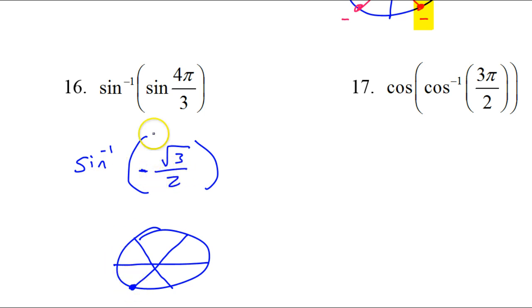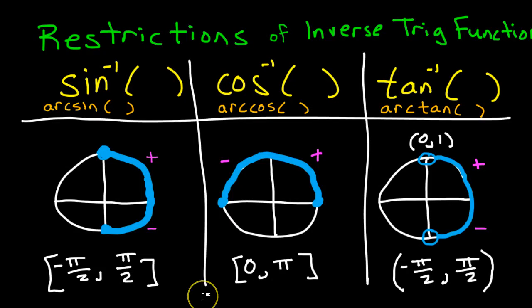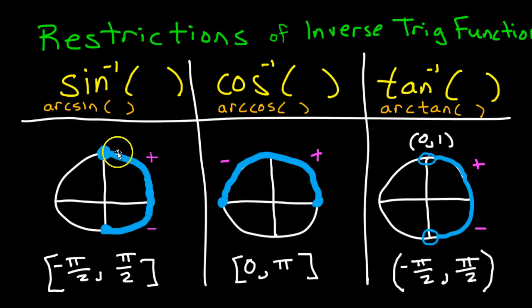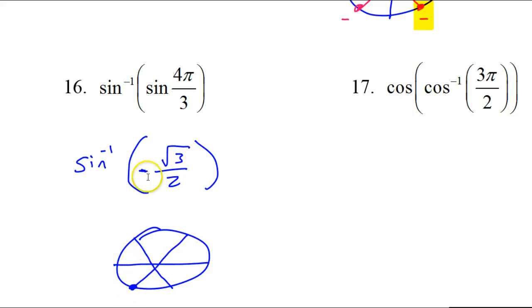Now it would be tempting to say 4 pi over 3 because we already have that angle marked, and we already know that that's going to give you negative radical 3 over 2 for the answer. But the only problem with that is this point out here, ladies and gentlemen, is not within the range restriction for the inverse sine function. Okay, it is outside. It has to be on the right hand side of the circle, and this is on the left side of the circle. So we cannot say 4 pi over 3. Instead, we got to find something else. Well, check it out.